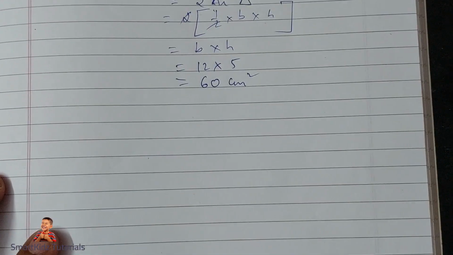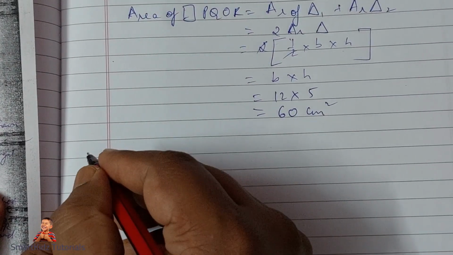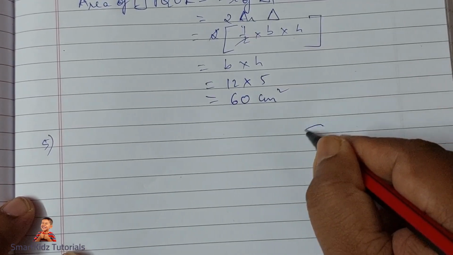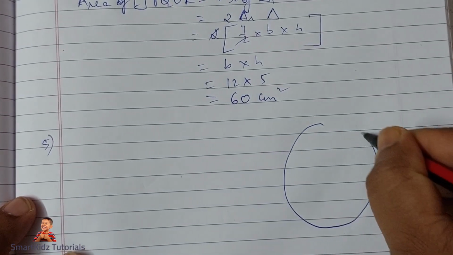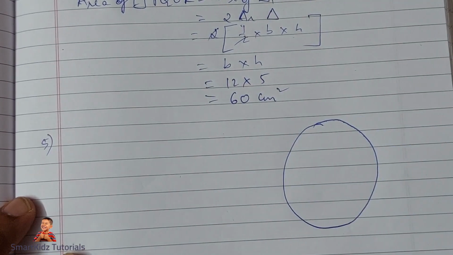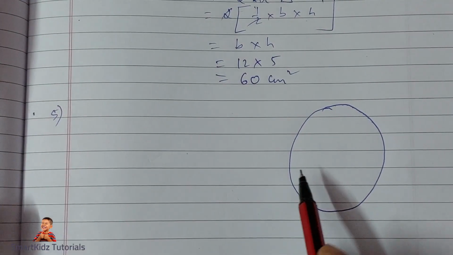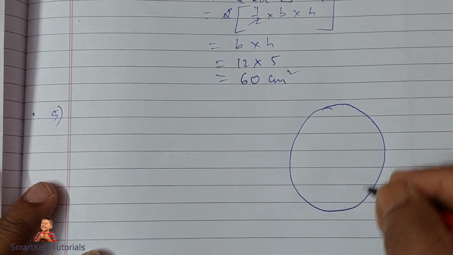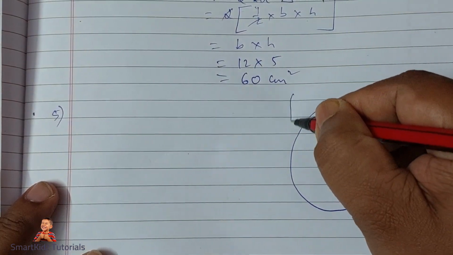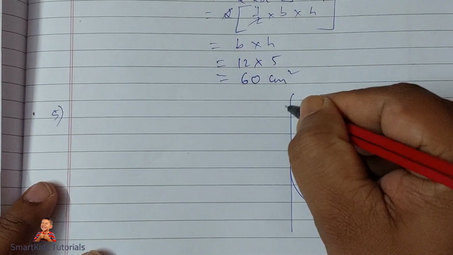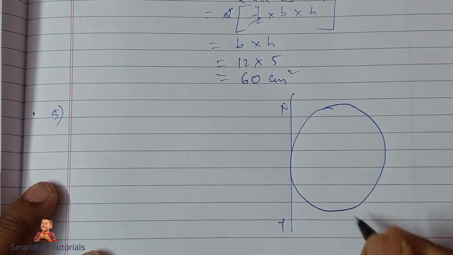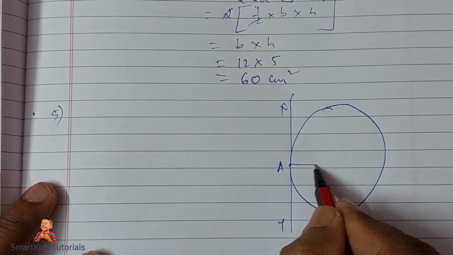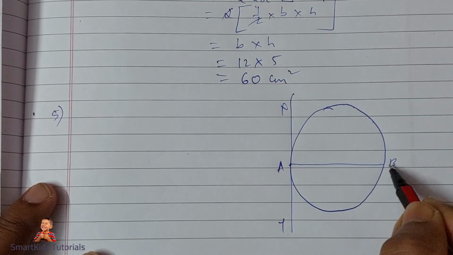I'm thinking a rough figure. So this is our fifth question. I'll draw a big one so you can understand better. Okay, here you go. This is the circle. We are told over here that XY is a tangent. So somewhere over here like this, we'll take XY, and it is meeting at A, and AB is the diameter over here.